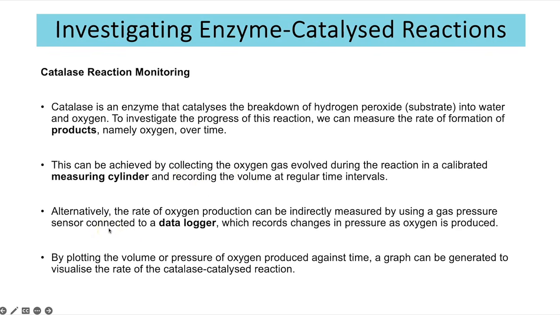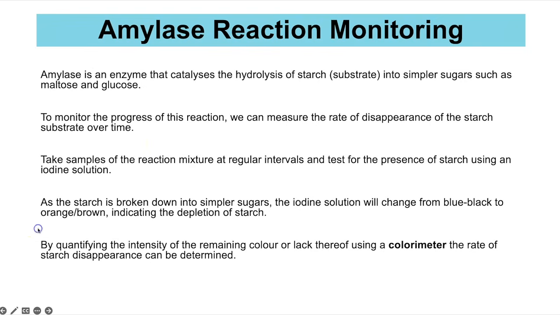Alternatively, you could use a data logger. That's going to be a more accurate way to measure the oxygen being produced. But what you would then do is plot the volume or the pressure of oxygen produced against time, and the graph can be generated to then visualize the rate of the reaction, because rate is the amount of product produced over a set period of time.